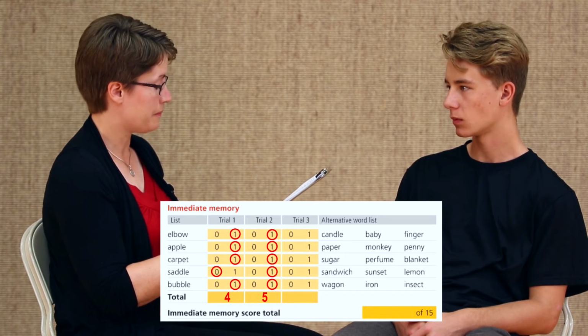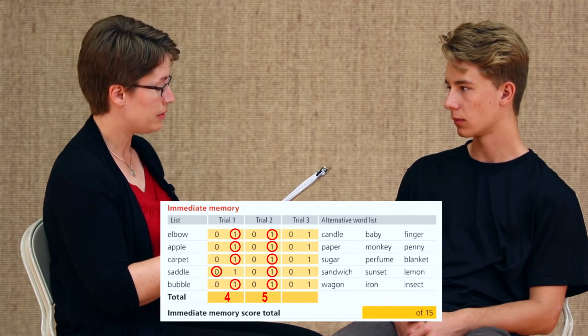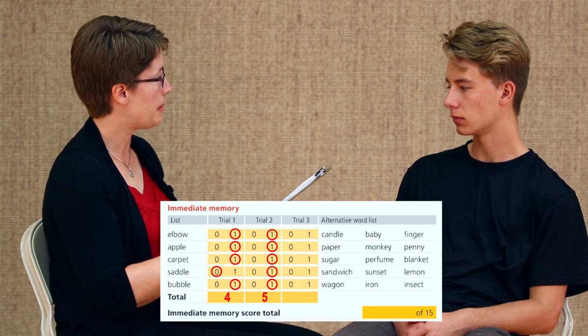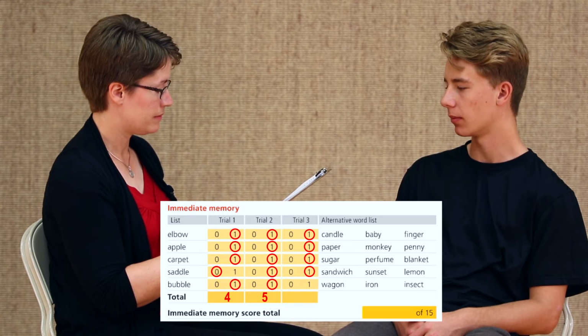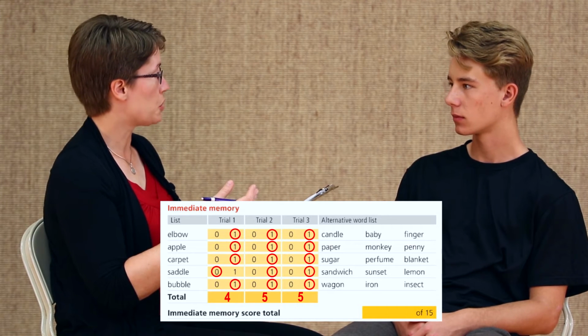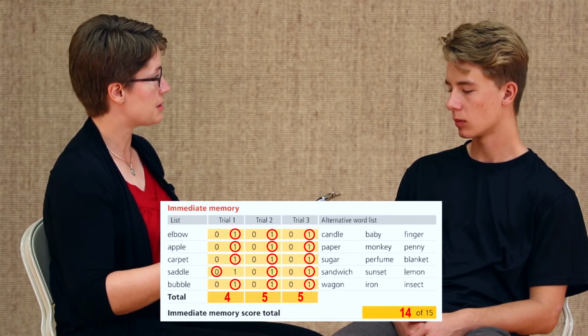Good. And the last time. Elbow, apple, carpet, saddle, bubble. Good. So you would get a total score of 14 out of 15 for this since you missed one word in the first section.